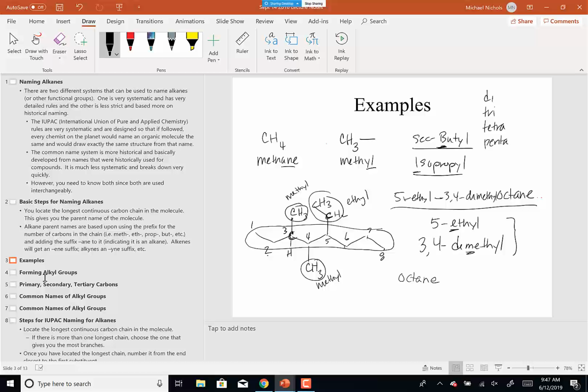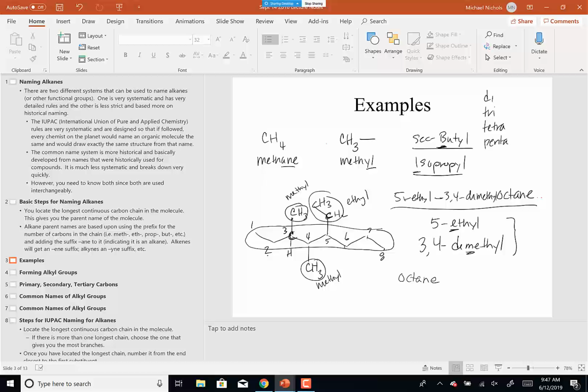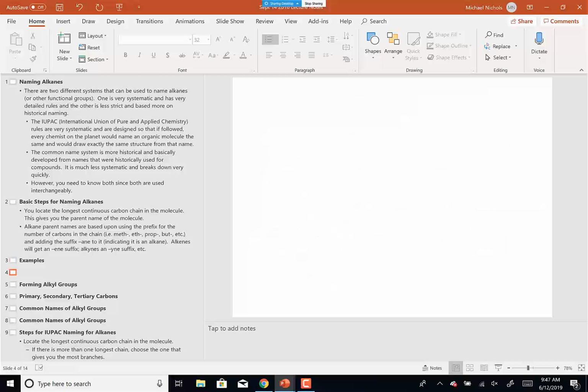And we can come up with all sorts of what-if scenarios here. So for instance, let's go through a couple of those. So let's say I had this molecule.